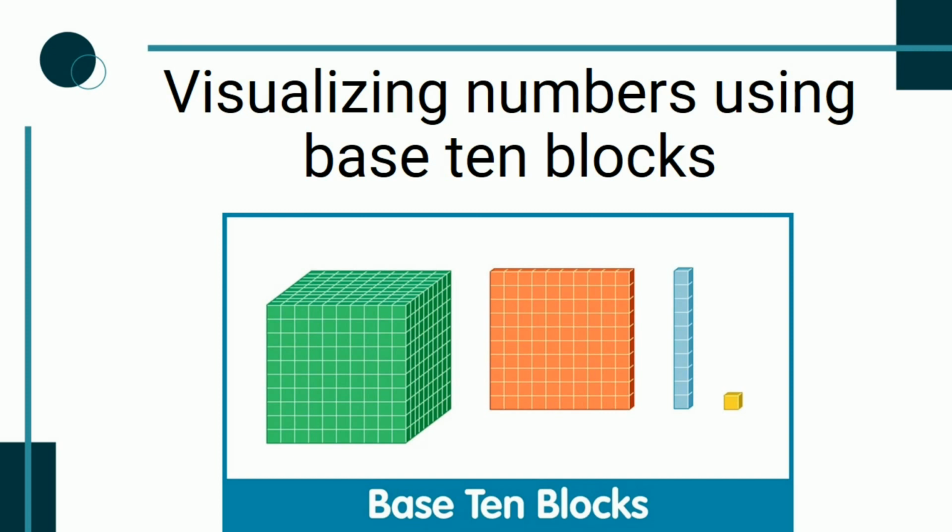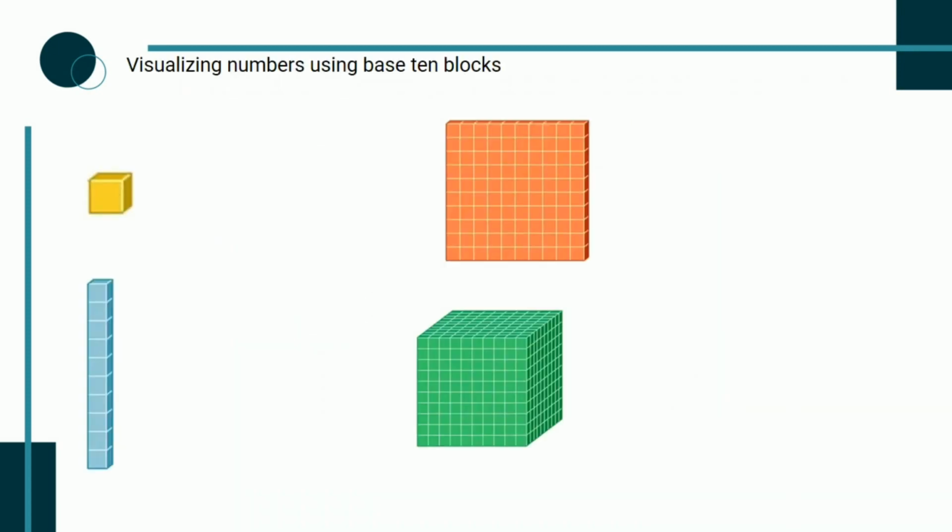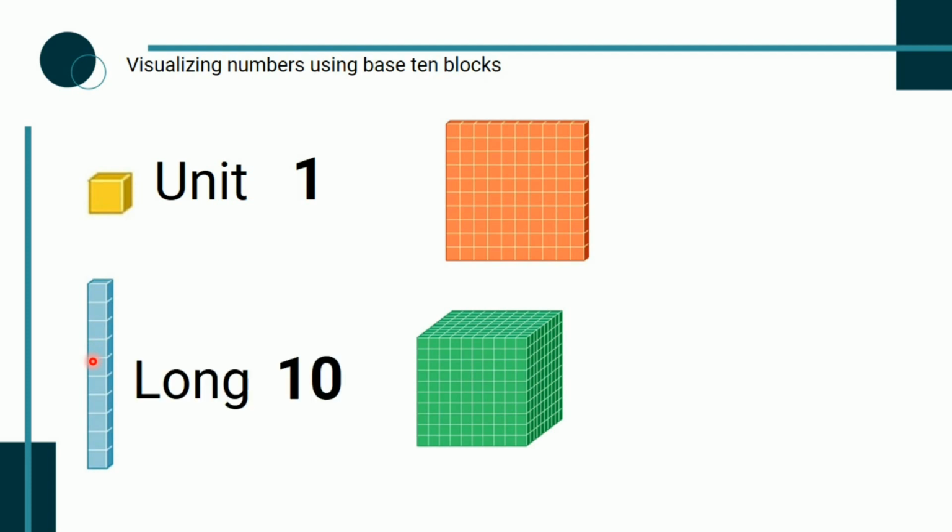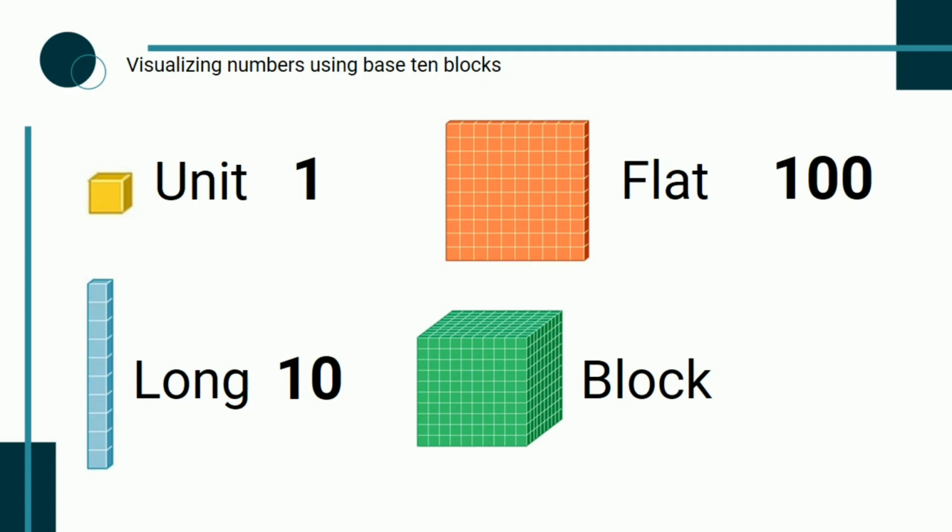Visualizing numbers using base 10 blocks. Let me begin with the unit. This is equal to 1. This is a long. This is equal to 10 units. This is called a flat. A flat is equal to 100 units. Lastly, this is a block. It is equal to 1,000 units.